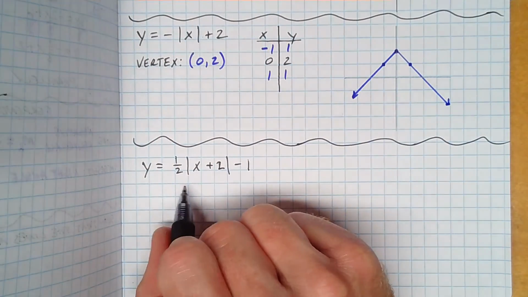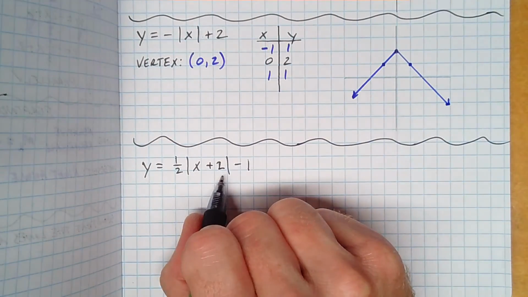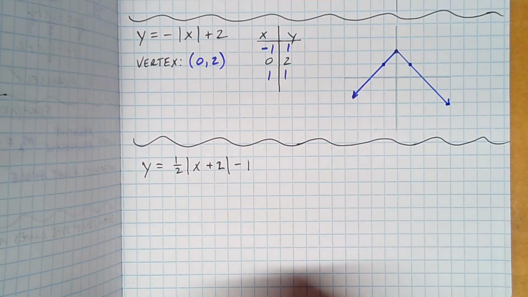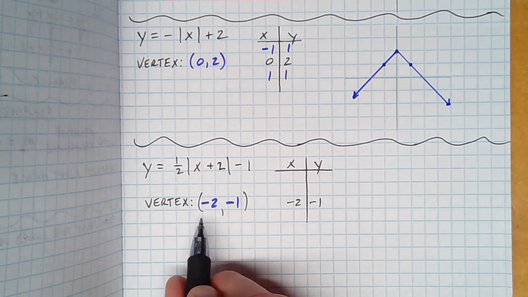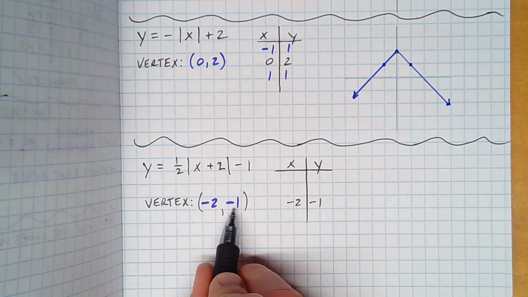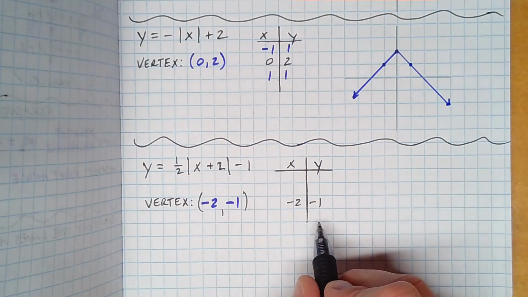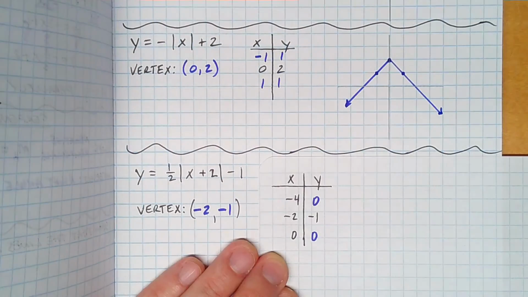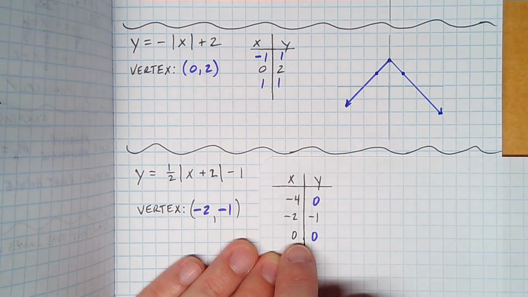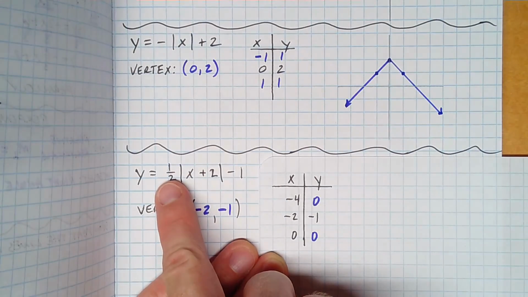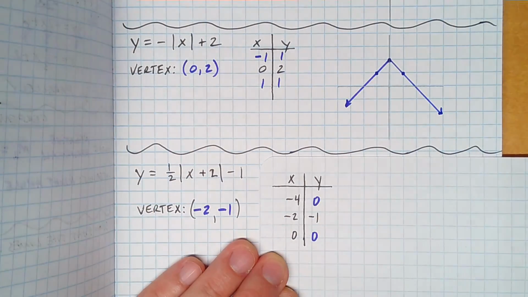We have y equals 1/2 times the absolute value of x plus 2, minus 1. Find the vertex. All right, hopefully you used (negative 2, negative 1) for the vertex. Please set up the table. So if you use negative 4 and 0 like me, because they are easy to multiply by 1/2, you get 0 and 0. Now let's set up the graph.